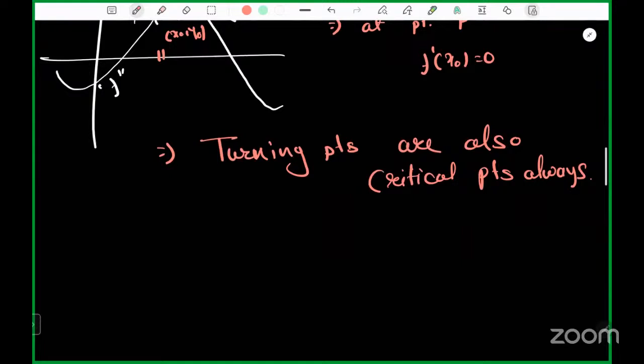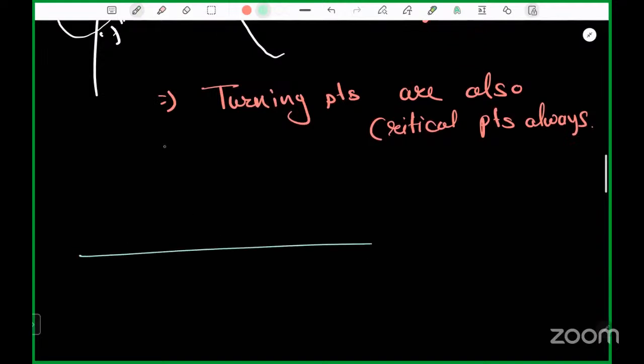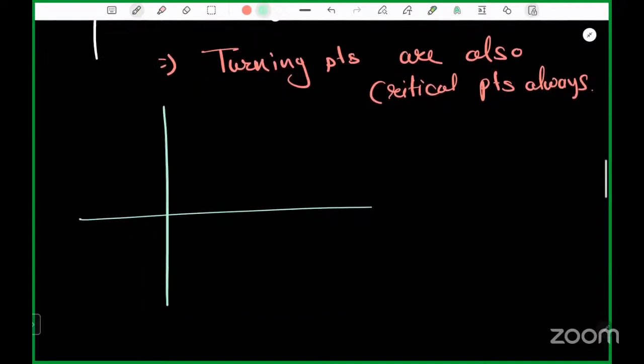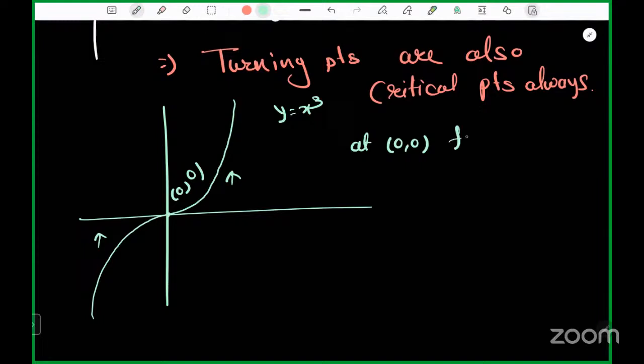But a critical point need not be a turning point, because the first condition is not applicable in that case. Also, if it is differentiable, then we have an example where it's not a turning point. You can consider the graph of y equals x cube. So this graph will look something like this. Here at point 0, you can observe that before the point 0 the function has increasing nature, and after the point 0 also the function has increasing nature. So that means at 0, 0, the function f of x equals x cube is not changing its behavior, right?